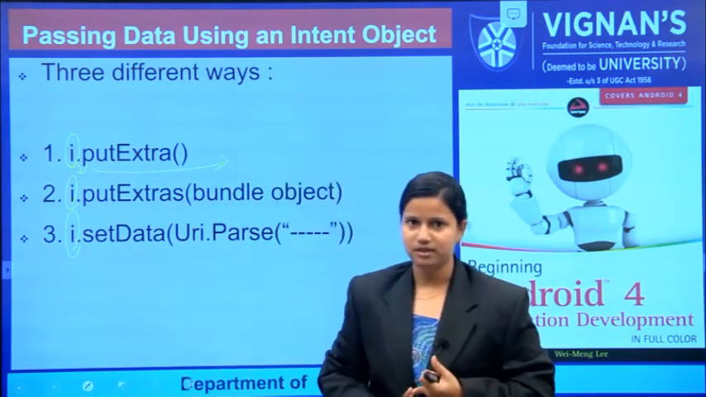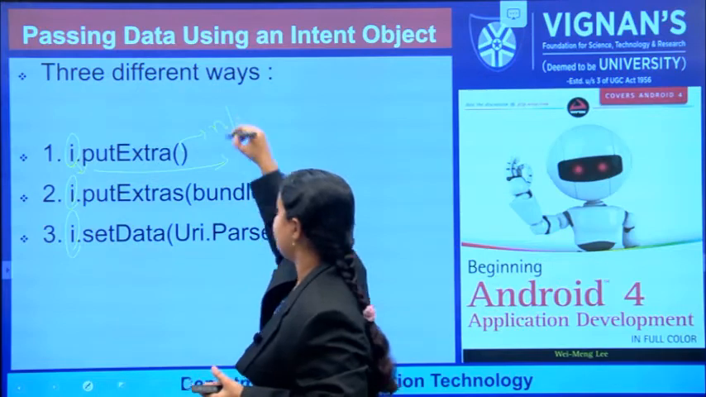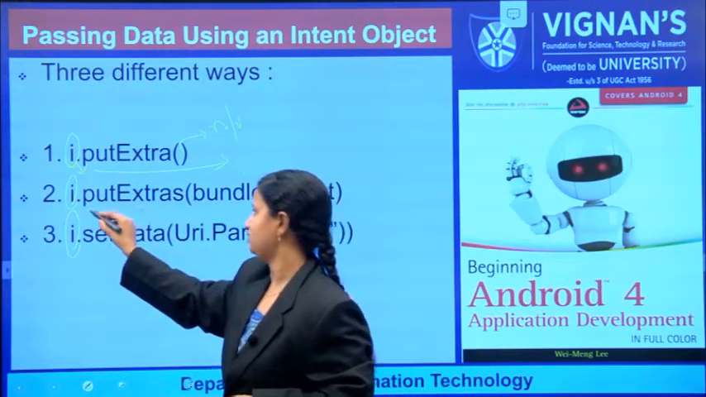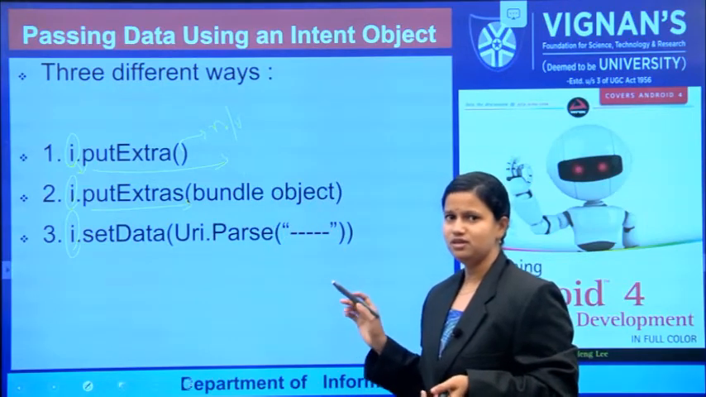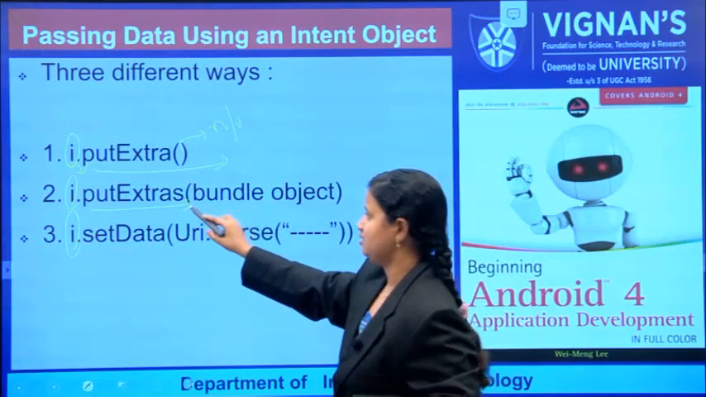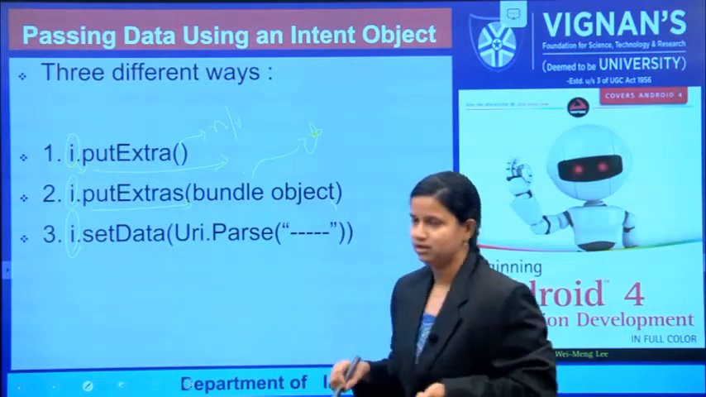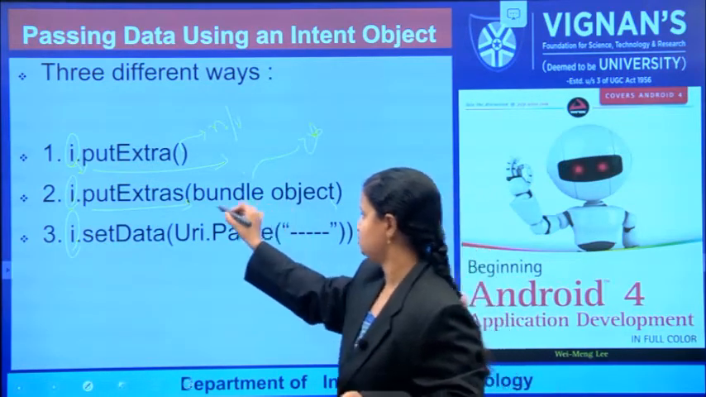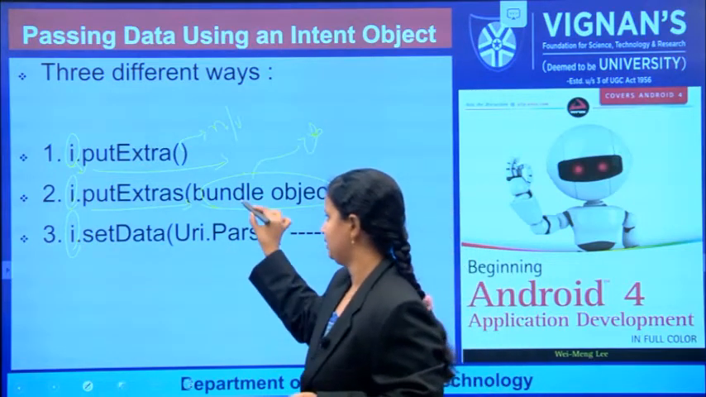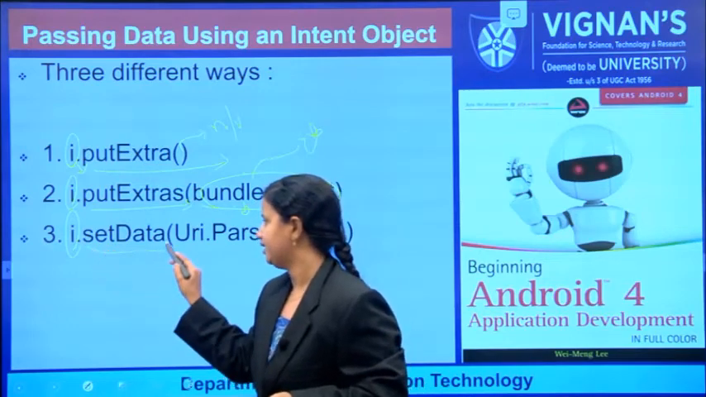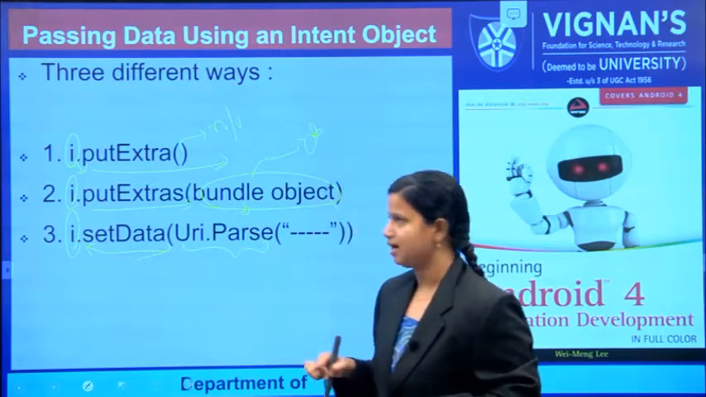putExtra is one of the methods, and this putExtra method takes name-value pairs. The next one is the putExtras method, which is also for passing information, but it takes a Bundle object. Whatever information there is, it is set to this bundle, and then the bundle object is placed here. The next one is setData, to set the information. Here we are giving Uri.parse as a method.